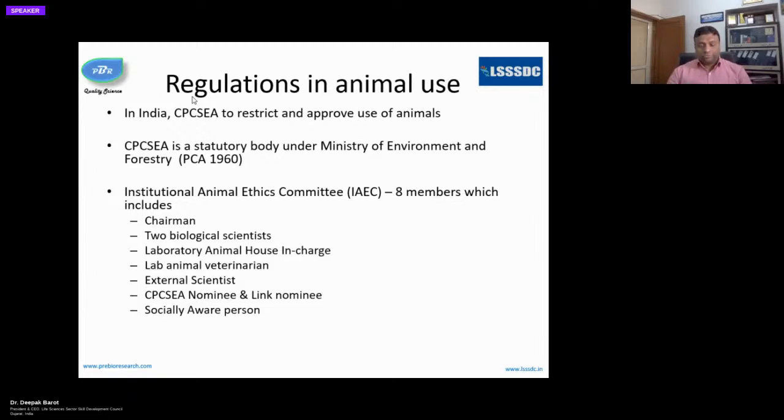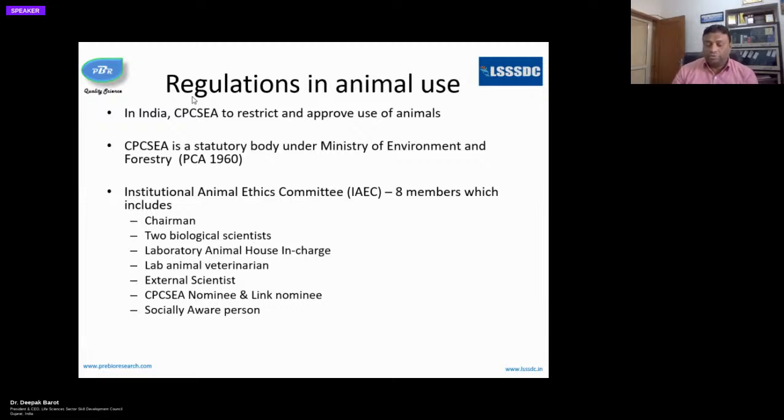For each and every protocol, if you want to use animals for your research, for your dissertation work, for your PhD research, or for any drug testing, screening, toxicity studies, pharmacology studies or PK studies, you have to prepare a protocol and fill up the details in a form called Form B, which is available on the CPCSEA guideline website. You have to call for an IAEC meeting and present this form to the committee members. They can ask you questions, either technical or from an ethics or welfare point of view. If they are convinced, they will approve your protocol. If they are not convinced, they may ask for further clarification or ask you to modify the protocol. Finally, once they approve, you are allowed to use the animals for research purposes. So that's the role of an IAEC.